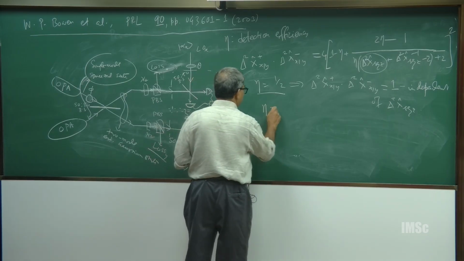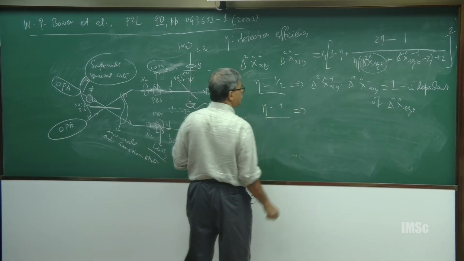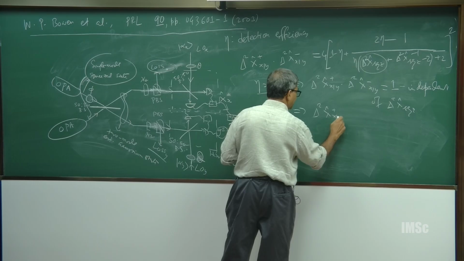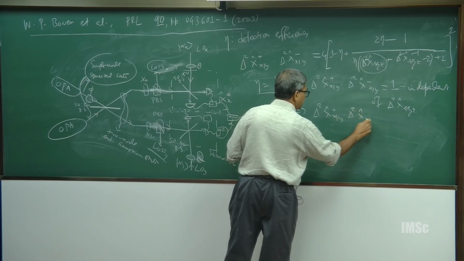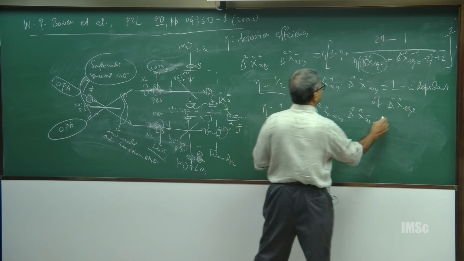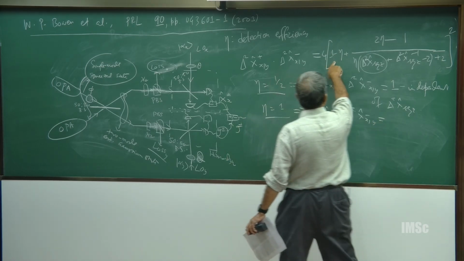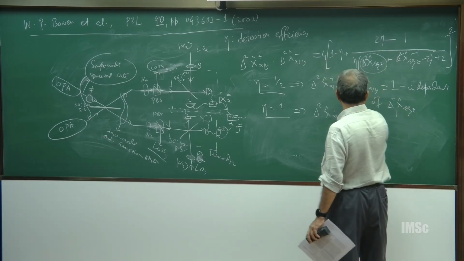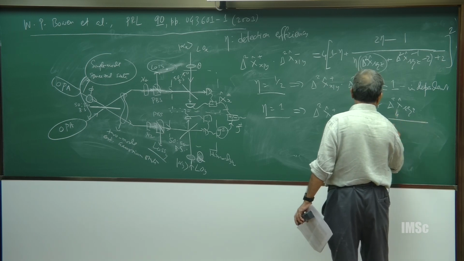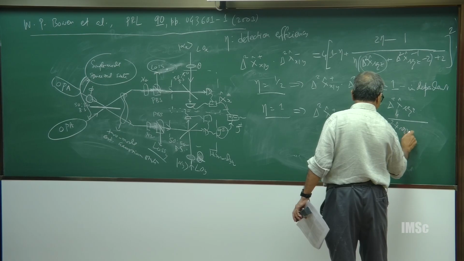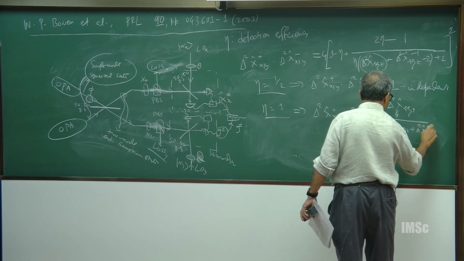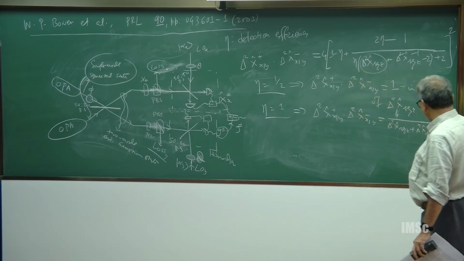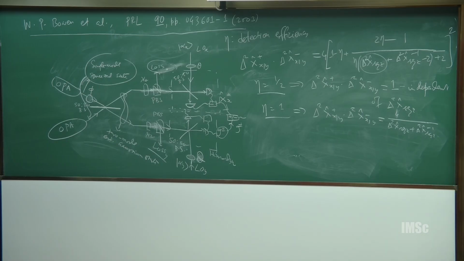So, eta is equal to 1. So, delta square x plus x given y, delta square x minus x given y, this will be 0, this is 1, the 4 is outside. So, 4 by delta square x squeezing plus delta square x squeezing inverse, right. Now, what can I say about this value?